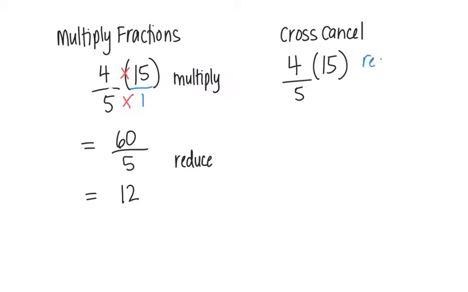So if you're going to reduce first, you're still going to envision this 15 as being 15 over 1, but you're going to look for a common factor within the numerators and the denominators. So you're going to go 5 goes into here once, and 5 goes into here 3 times. At this rate, you're going to now multiply by multiplying the numerators together and the denominators together to get 12 over 1, which is the same thing as 12. So in that case, you reduced first and then you multiplied.